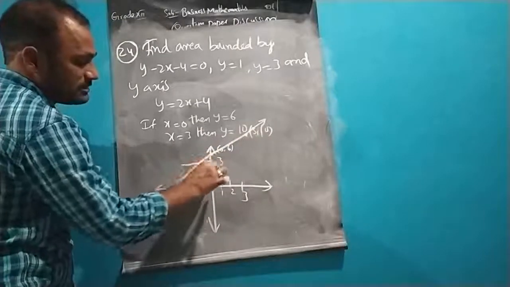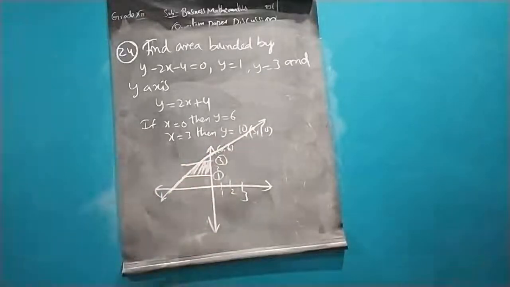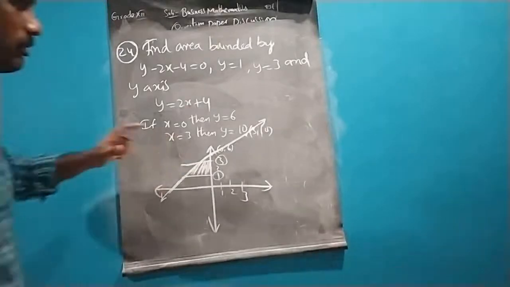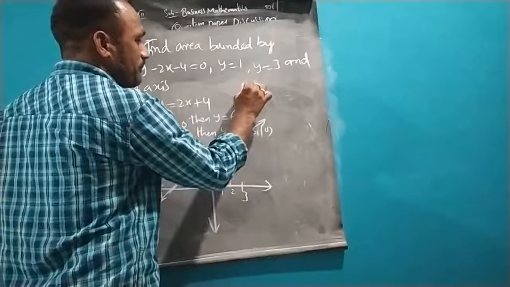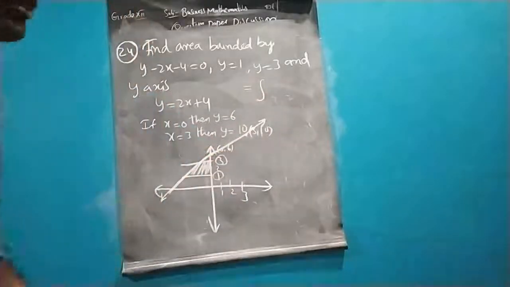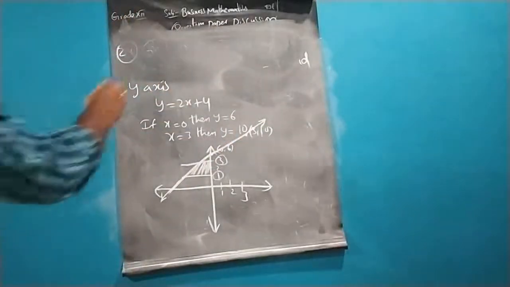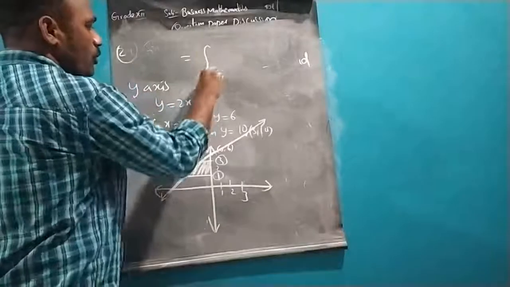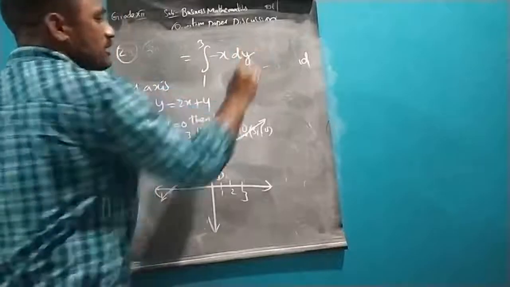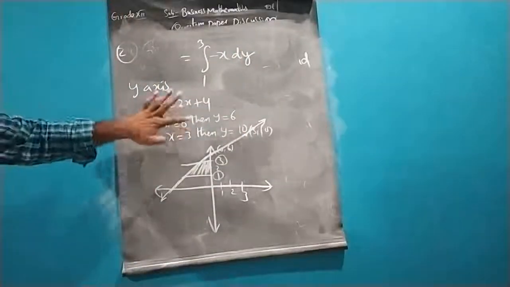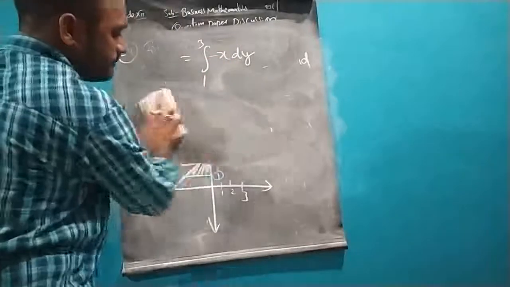So we need to get the area of this region. This region is bounded between only two numbers, between 1 and 3. Since he is talking about the y-axis, it will be the region from integral 1 to 3 of x dy. So this is a special case. Why? Because he is talking about the y-axis, so we write x dy.